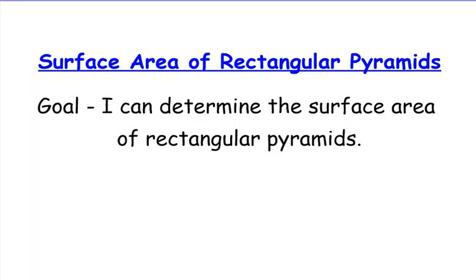Alright, so we're going to switch gears from prisms, and now we're going to go into rectangular pyramids. Now remember, we can call it a rectangular pyramid, and it can also be a square pyramid, so just know that those are interchangeable depending on what the base is. So your goal for today is: I can determine the surface area of rectangular, and I'm going to write or square pyramids.